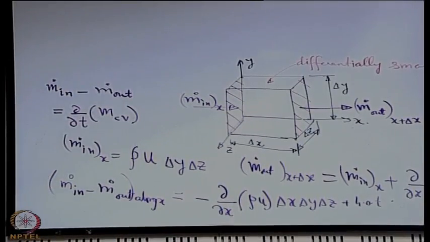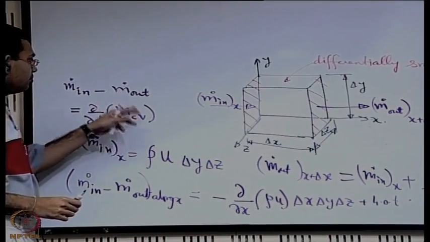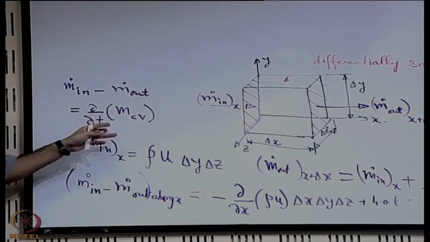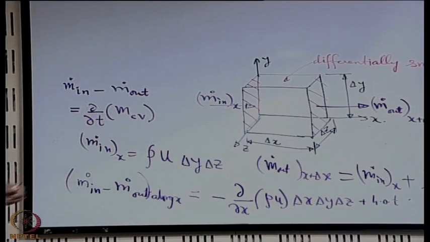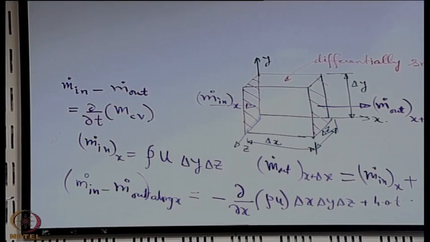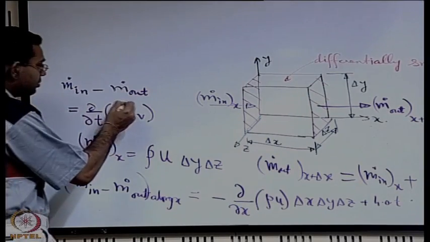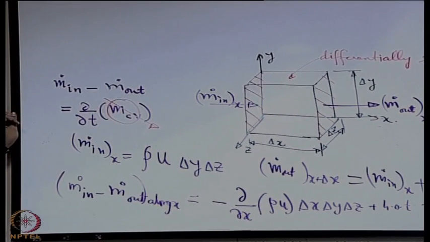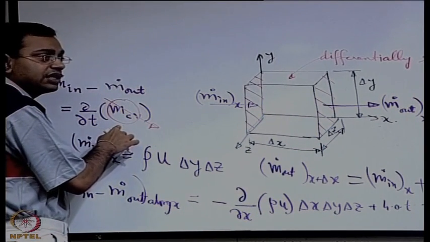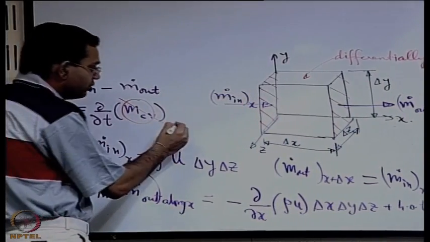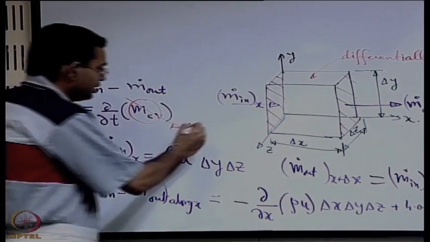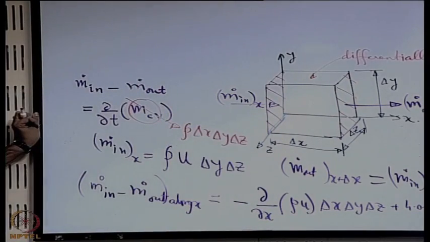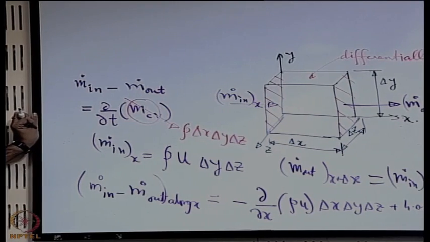So what is the mass within the control volume? So we have to write basically the time derivative, partial time derivative of that. So what is the mass within the control volume? Let us try to write what is the mass within the control volume. What is that? Yes. So it is the density times the volume. So rho, if it is the density, that times delta x into delta y into delta z, that is the mass within the control volume.